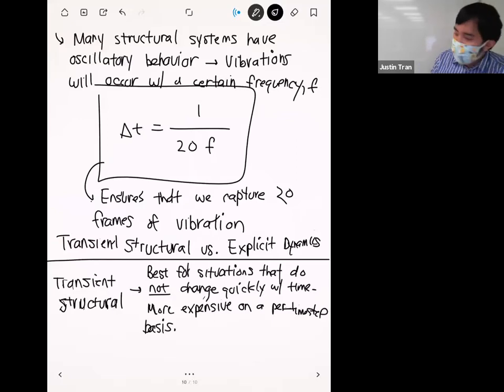Okay. And so you want to use transient structural on cases where you're not going to run that many time steps. And the reason it's more expensive is that the transient structural is almost, I want to say almost, it's not impossible, but it's almost impossible to diverge.